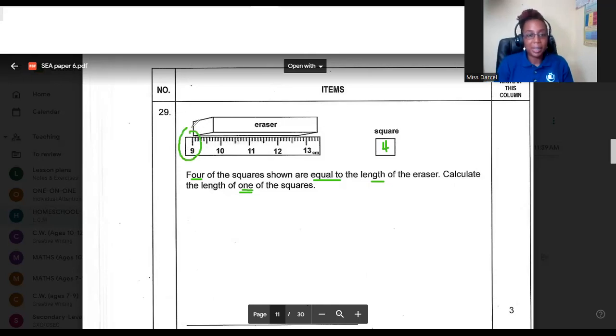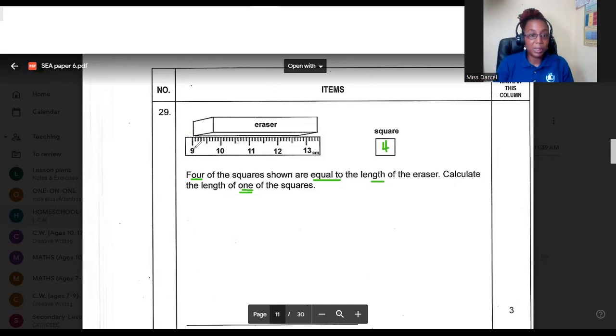Because it does not start at 0. It starts at 9. So always read the ruler before. When you measure, it has to line up to 0. It does not say 0. So it is not 13 centimeters. So we have to count it individually.